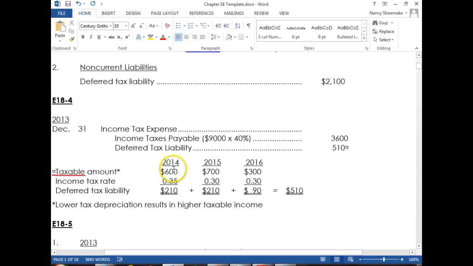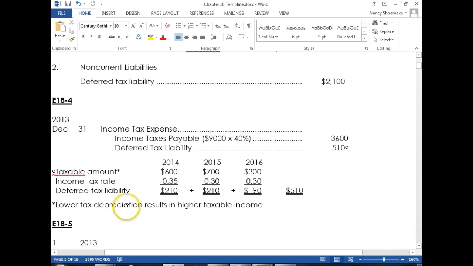The deferred tax liability, they told us it's deferred 600 to 2014, 700 to 2015, and 300 to 2016. So it gave us the income tax rates for each one of those periods. So that's how we calculated this deferred tax liability of 510. Based on what the tax rate is going to be in 2014 versus 2015 and 16.